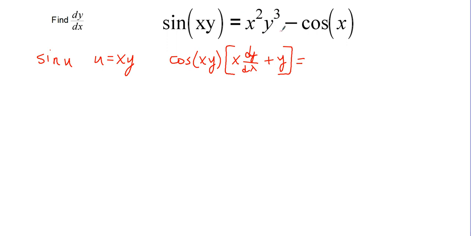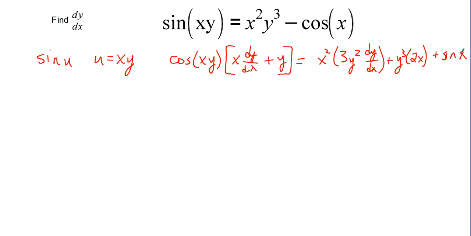Then x squared y cubed is also a product rule, so it will be x squared times the derivative of y cubed with respect to x, which is 3y squared dy/dx, plus y cubed times the derivative of x squared, and then minus the derivative of cosine x. The derivative of cosine x is negative sine x, so minus negative sine x will be plus sine x.